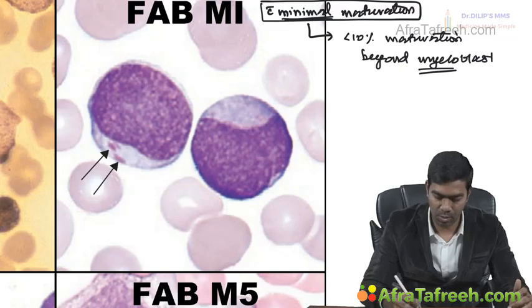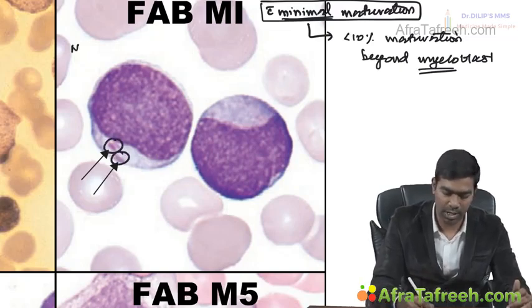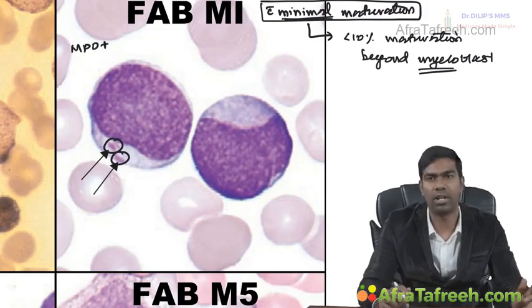You can see a bit of oil rods here, which means this will be a little MPO positive. When you call positive or negative, positive means more than 3% of the blasts will stain for MPO, and if it's less than 3%, we call it MPO negative. But the percentage will increase as you move down up to M3, and from M4 it starts decreasing.